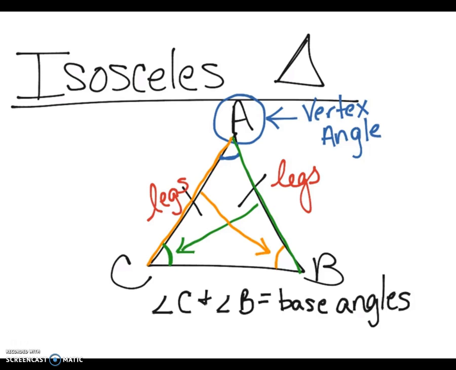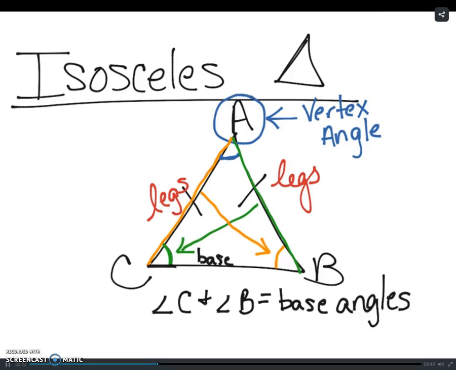Another easy way to see that is, you have three sides on a triangle. Two of the sides are going to be the legs. This third side is referred to as the base. And so the base angles are the angles that are created, at least halfway, by the base. You'll notice the base is making half of this angle, and the base over here is making half of this angle.